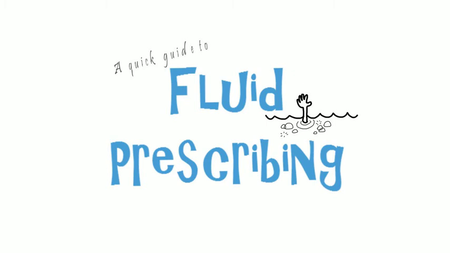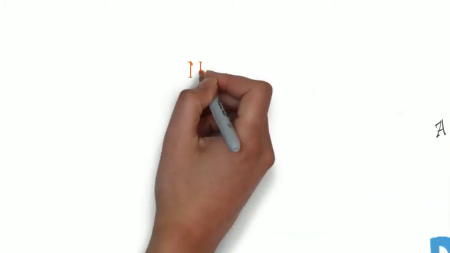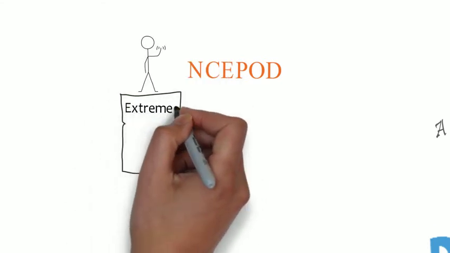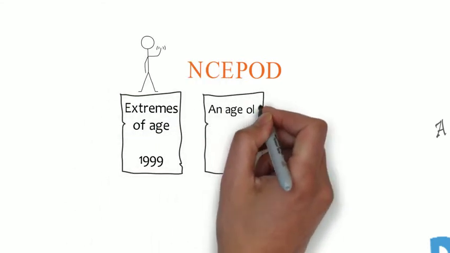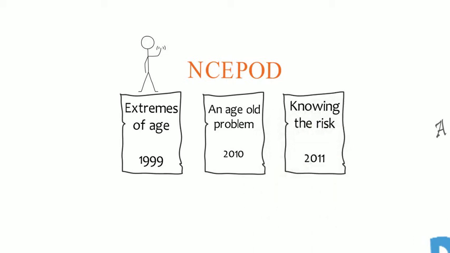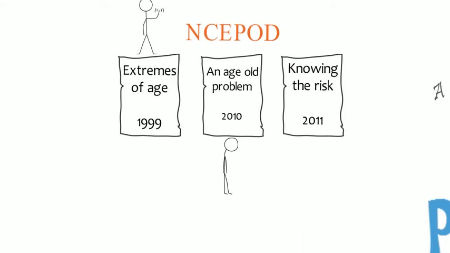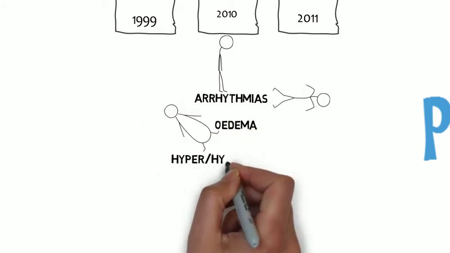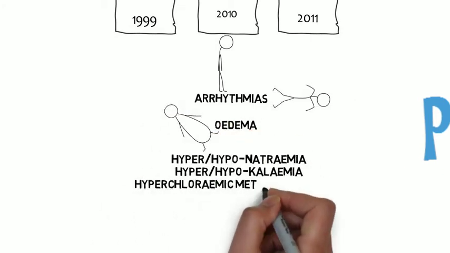So, why is fluid prescribing an issue? Well, the NCEPOD, that's the National Confidential Inquiry into Patient Outcome and Death, have identified inappropriate intravenous fluid prescribing as a source of excess morbidity and mortality repeatedly since 1999. We're not very good at it, and we haven't got much better at it over the last 15 years. Poor fluid prescribing can give our patients arrhythmias, edema, both pulmonary and peripheral, and other complications associated with electrolyte abnormalities.